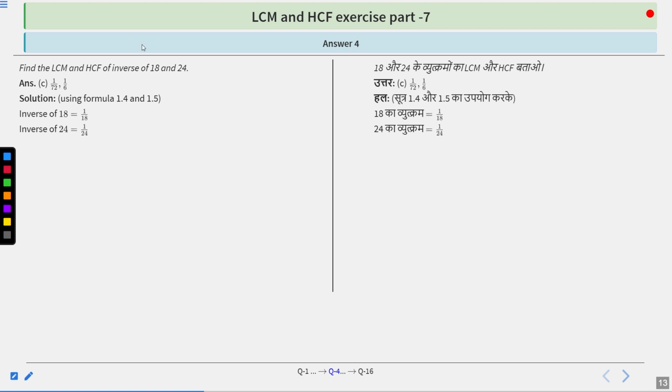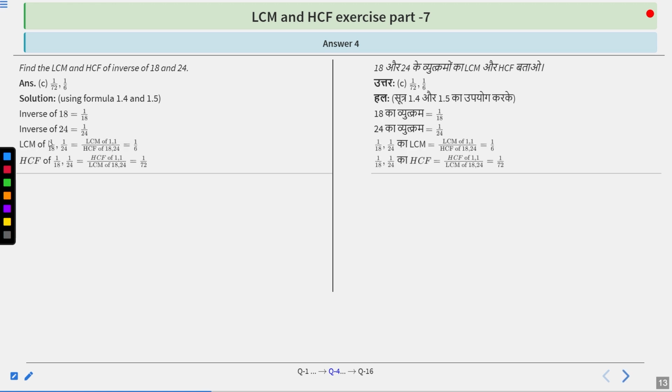Now, we are going to use formula 1.4 and 1.5. Inverse of 18 is 1 upon 18. Inverse of 24 is 1 upon 24. Now, these are the fractions. So, LCM of fractions is LCM of numerators upon HCF of denominators.